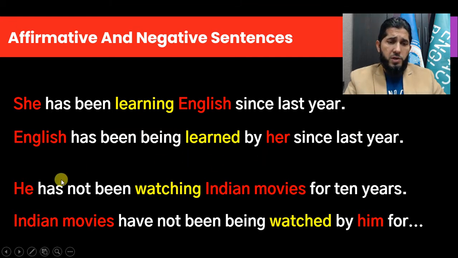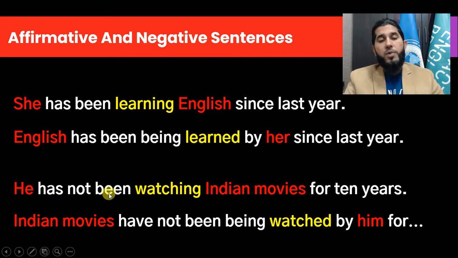Now look at this example. He has not been watching Indian movies for 10 years. So usually in present perfect continuous tense, we use the prepositions for and since. With since, you mention the exact starting point of time in the past, like last year here. But after the preposition for, you mention a time duration: 10 years, many years, several years, a few years, or whatever.